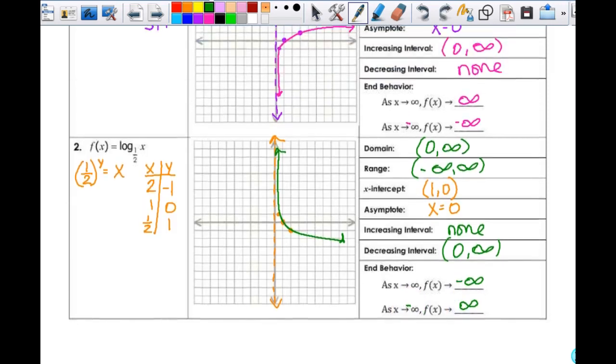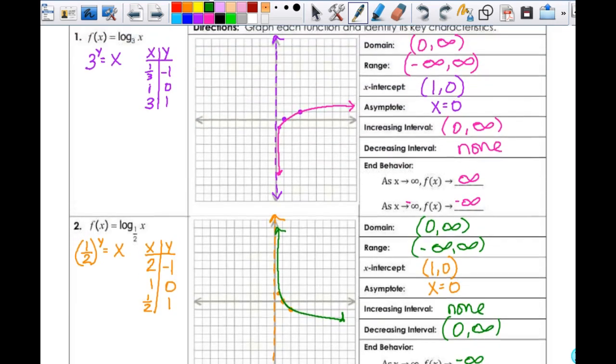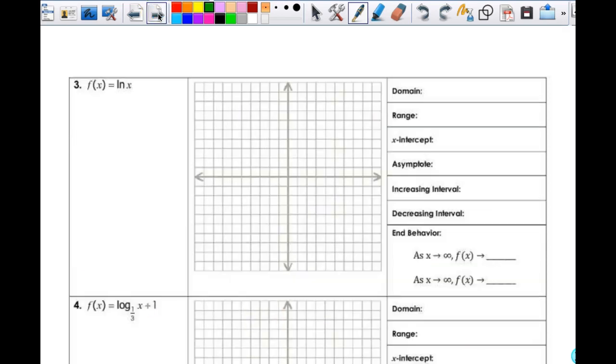So if you look at these two together, these two are examples of parent functions of logs. This is when your base is greater than 1. This is when your base is between 0 and 1, which is just a reflection on the x-axis of the other. Okay? Everybody good with all that? Any questions? All right. Let's do one more parent function, and then we'll move on to the others.